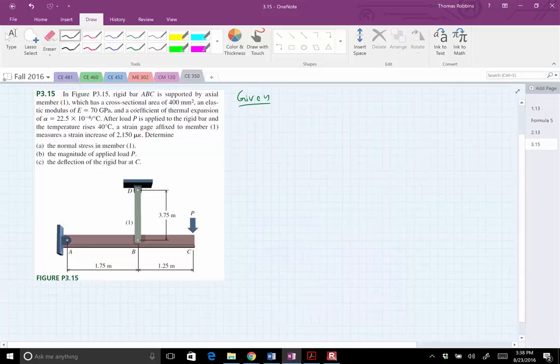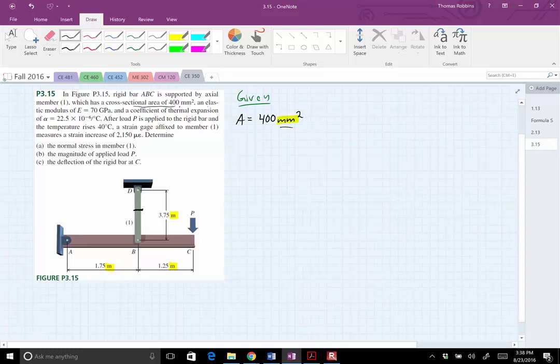So here we have a cross-sectional area of 400 millimeters of this member. So area equals 400 millimeters squared. Now, key note, this is millimeters squared, but what units are these in? Meters, right? So pay close attention to units. Units are very vital in this course.